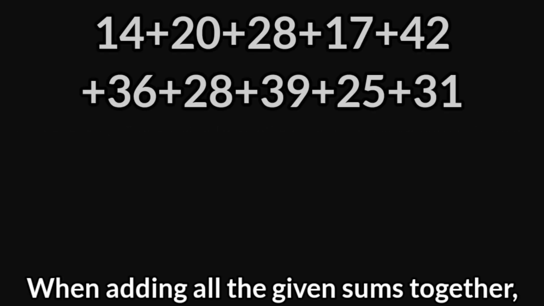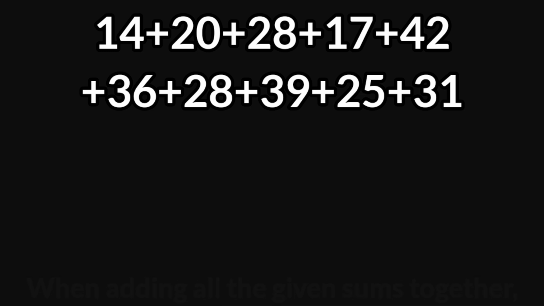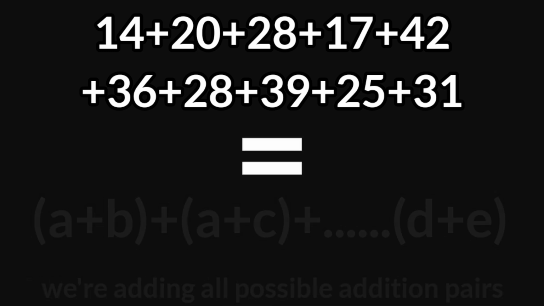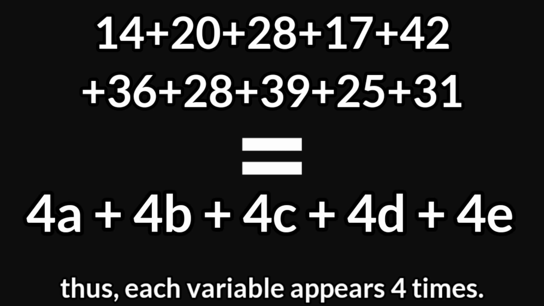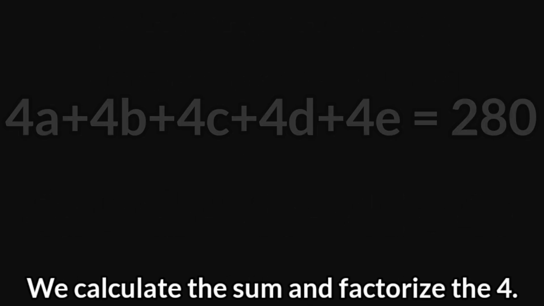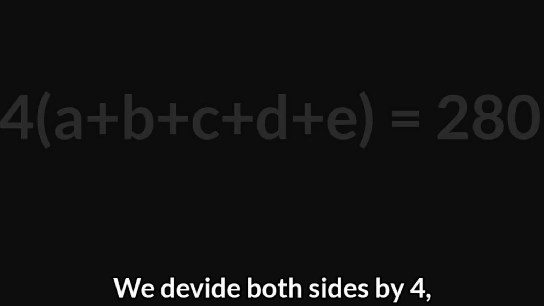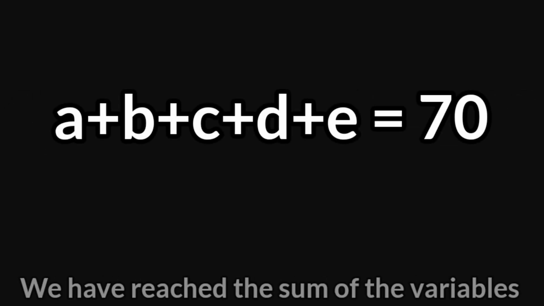When we add all the given sums together, we're basically adding all the possible pairs, meaning each variable we defined will appear 4 times as we previously said. We calculate the sum and factorize the 4. We divide both sides by 4. We have reached the sum of the natural numbers we're looking for.